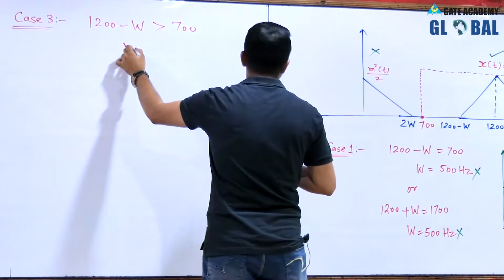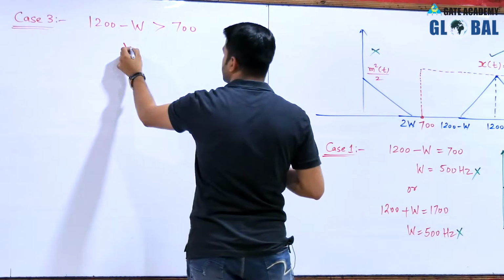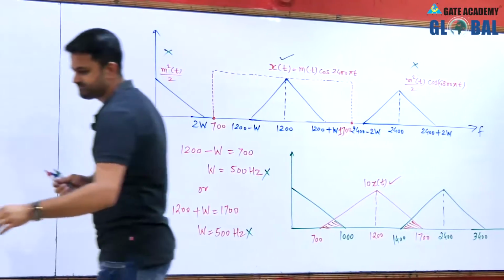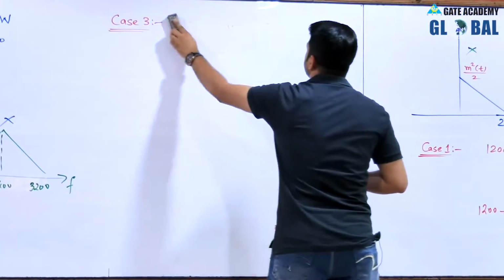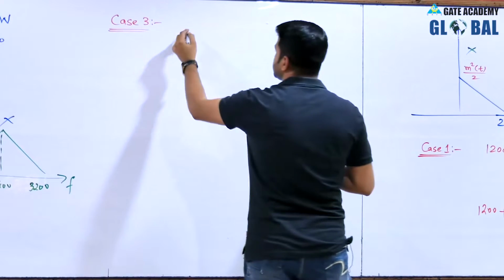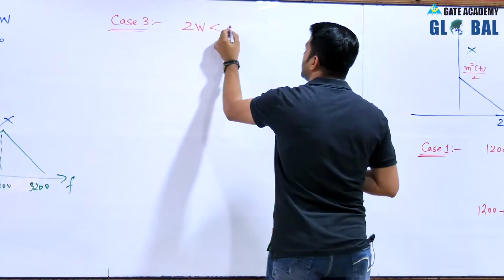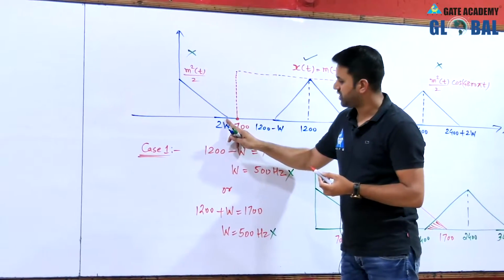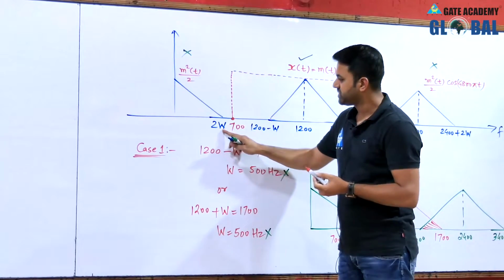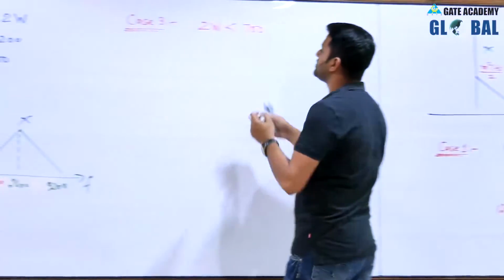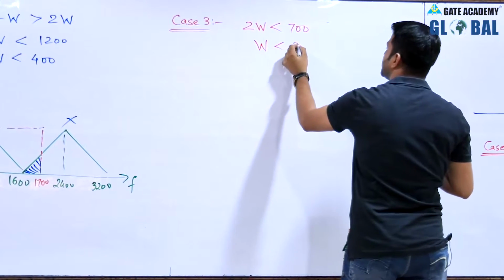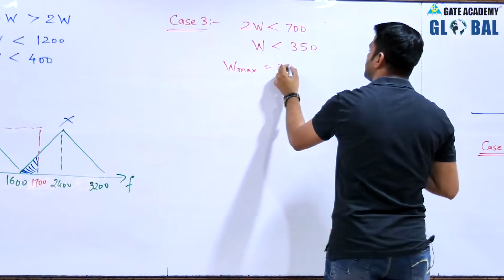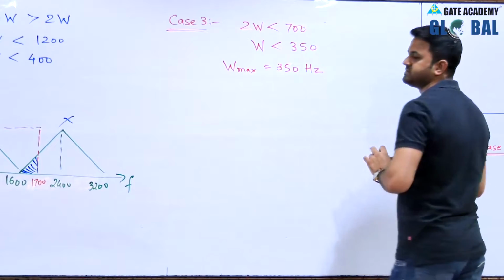So we get 1200, not 1200. This 2W should be less than 700. We are saying that this frequency component should not be passed, and for this 700 should be greater than 2W. So 700 is greater than 2W, and we are getting W less than 350. So the maximum value of W is 350.